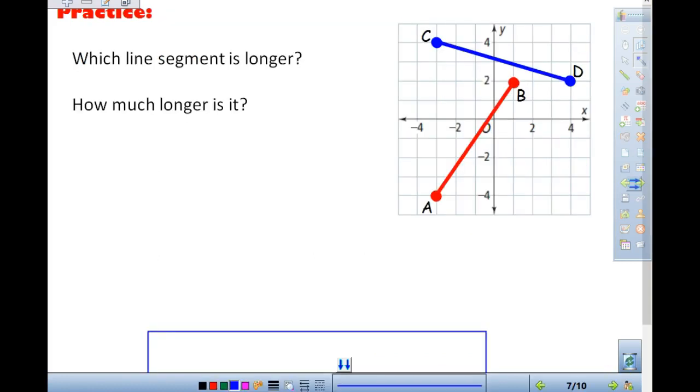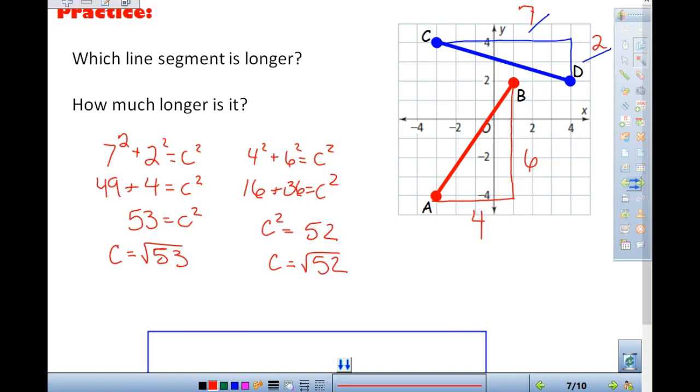All right. So, this question says which one is longer. They look really close in length, don't they? It's hard to tell which one is longer. So, we are going to make 2 right triangles. I'm going to have you make this one going above, and tell me the 2 side lengths that you get. And we're going to do this one going below, and tell me your 2 side lengths. Okay? So we are going to have to agree with my work. Square root of 53 and square root of 52.